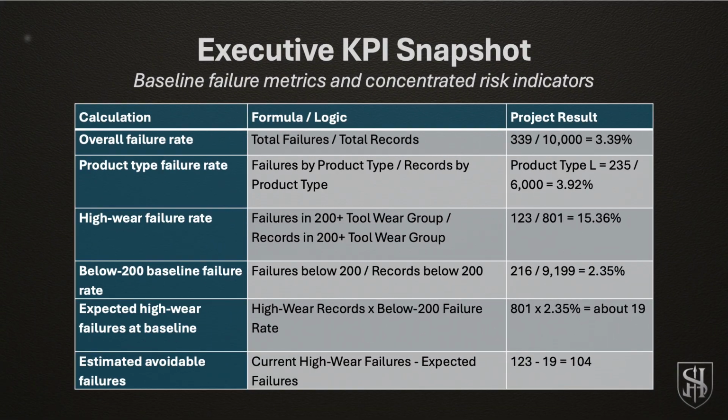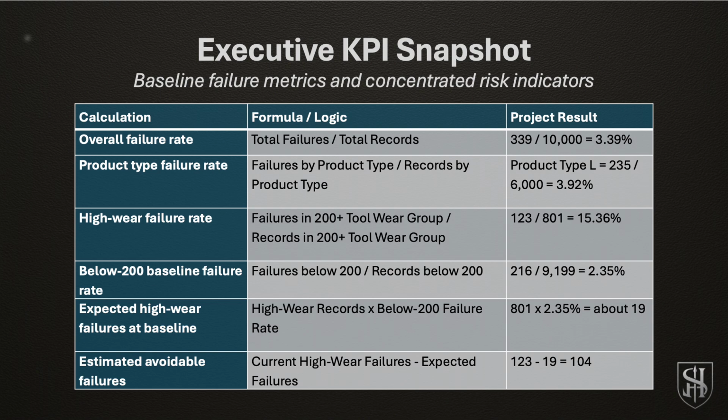The purpose of this slide is to show the core calculations behind the project findings. These calculations establish the baseline failure rate, identify where risk becomes concentrated, and support the estimated avoidable failure opportunity. The first calculation is the overall failure rate. This was calculated by dividing total machine failures by total records. In the dataset, there were 339 machine failures across 10,000 total machine observations. That produces an overall failure rate of 3.39%.